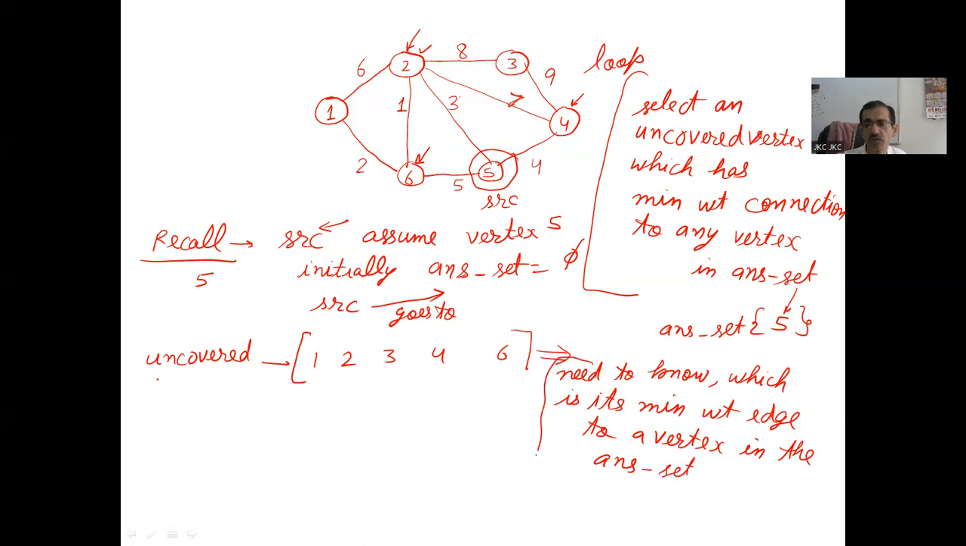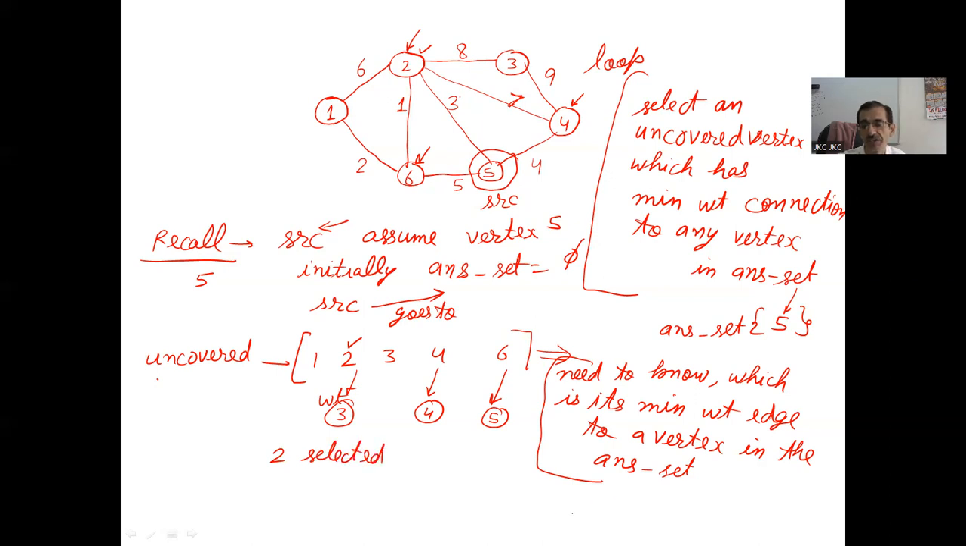So out of this, 2 has got a minimum vertex connection with weight 3. Then 4 has got a minimum connection towards the answer set with weight 4, and 6 has got a connection towards that answer set with weight 5. Obviously, 2 will get selected.